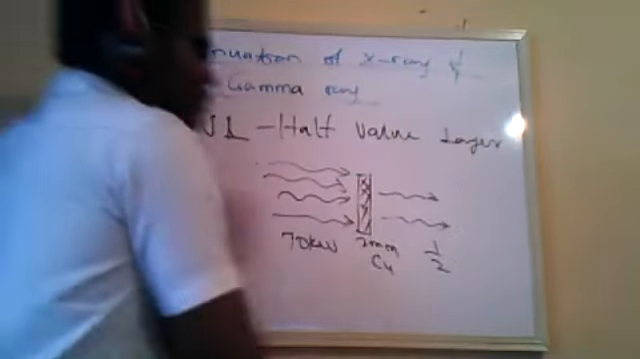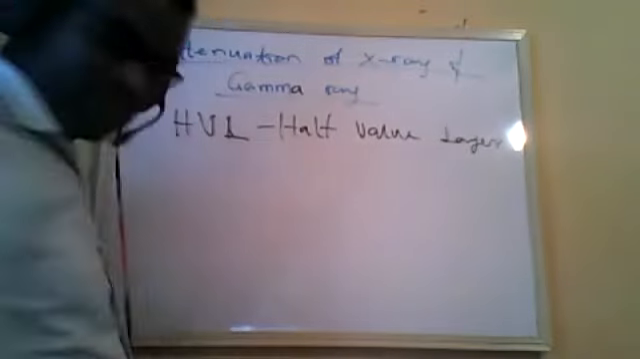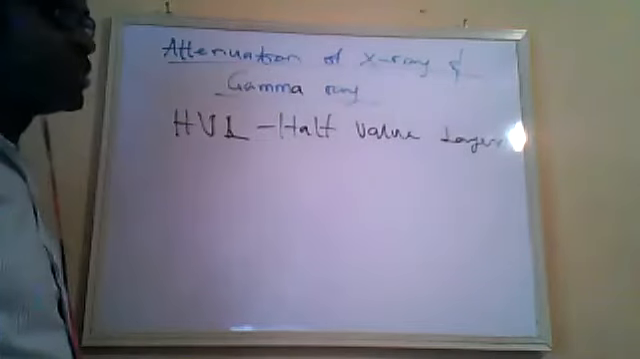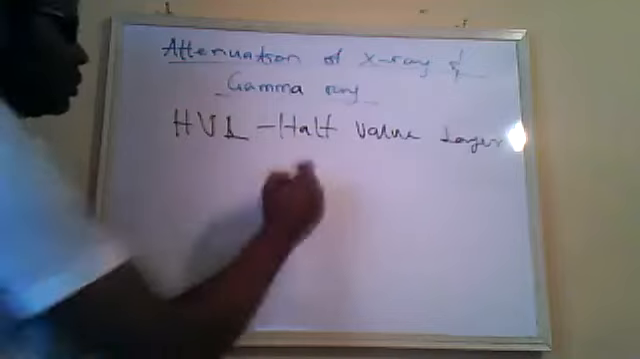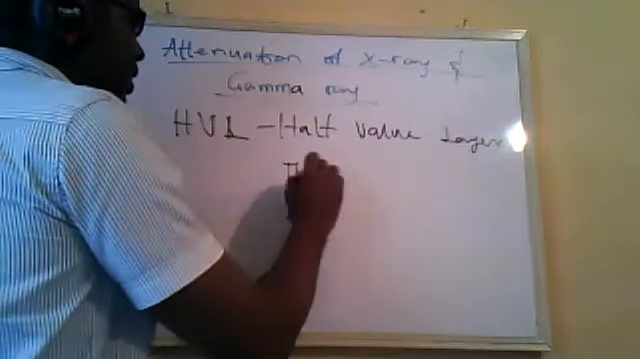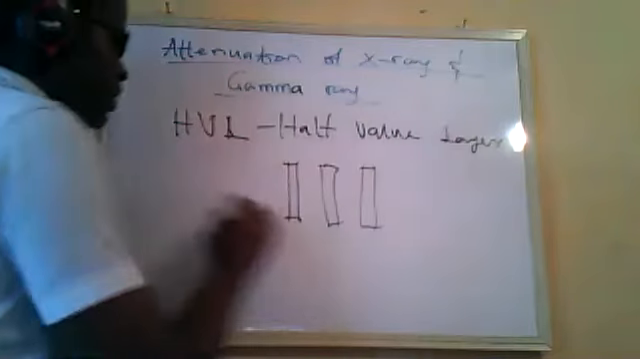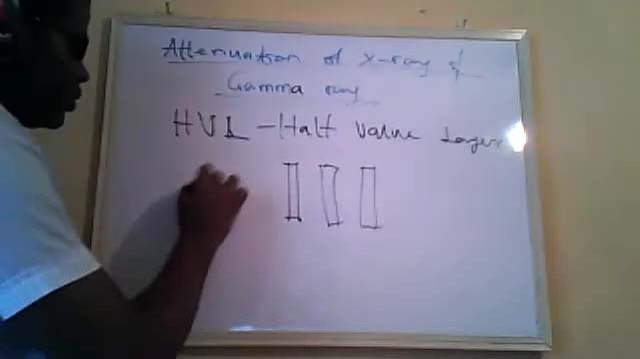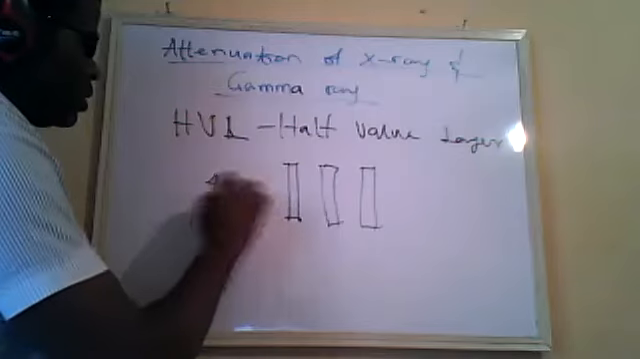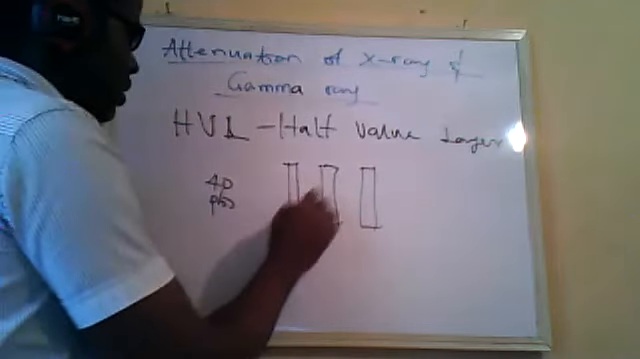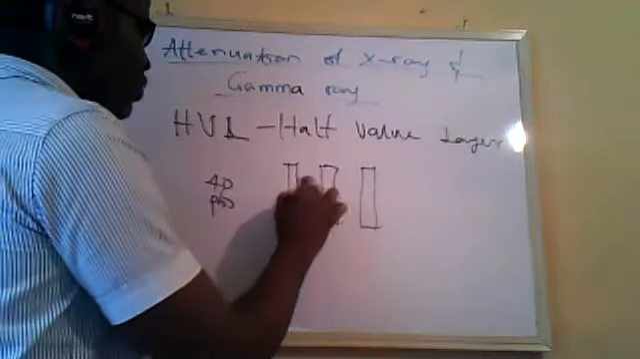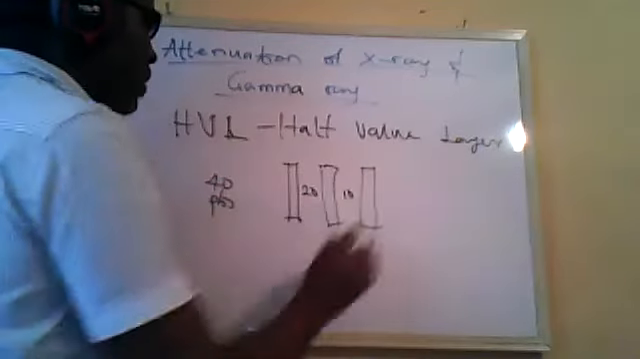You can have so many HVLs: one HVL, two HVLs. You have one thickness of material here, another thickness of material there. Assuming these are HVLs, you have 40 photons. This one reduces it by half, so 20 will go through here. At the end of the day, 10 will go through here.